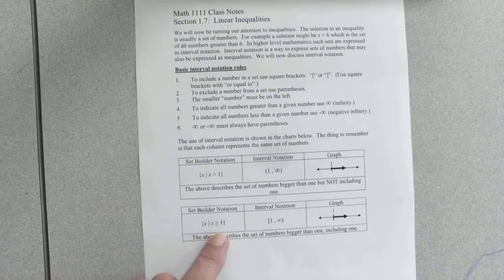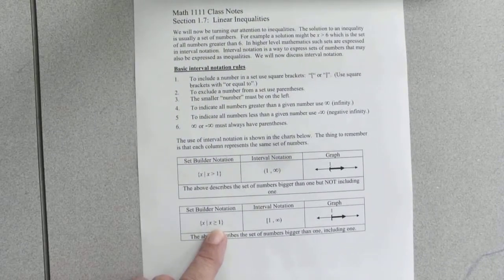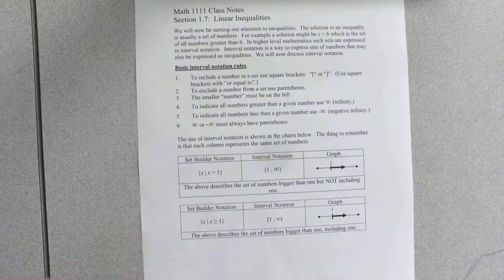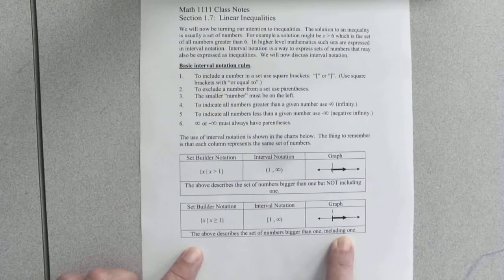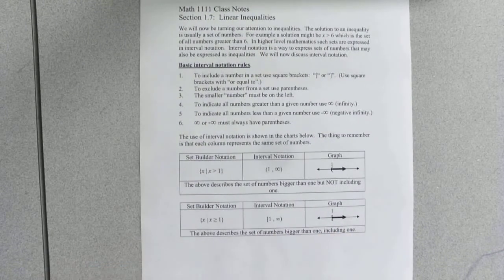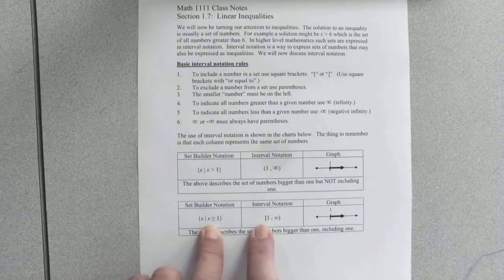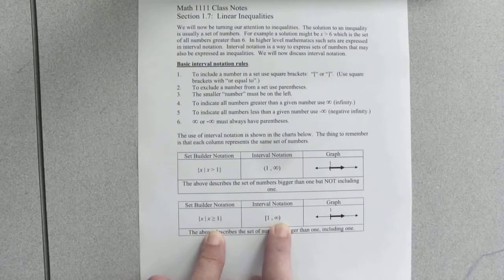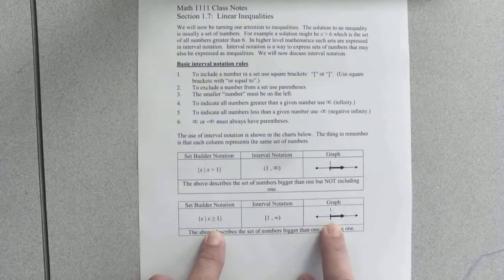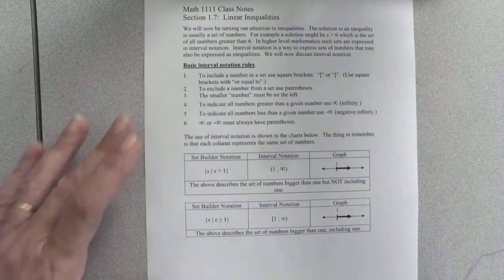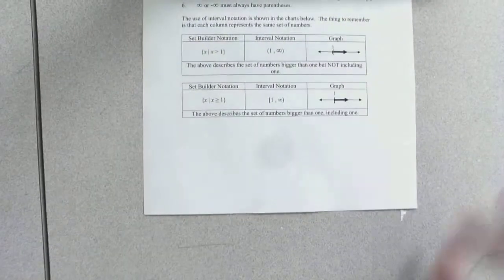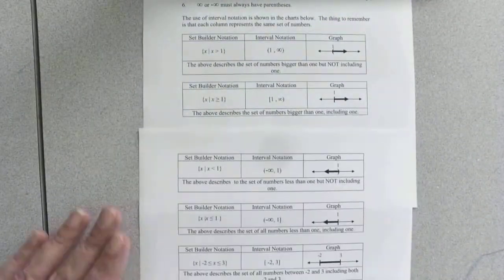Now the only difference here is I'm going to put an or equal to. So then that means all numbers bigger than 1, including the 1. And then the difference in the interval notation, now that it has the or equal to, is the square bracket. Or equal to goes with square bracket. Then to indicate bigger than 1 forever, the infinity. And then the only difference in the graph, the square bracket. Continuing on with more of these. We've got lots of them.